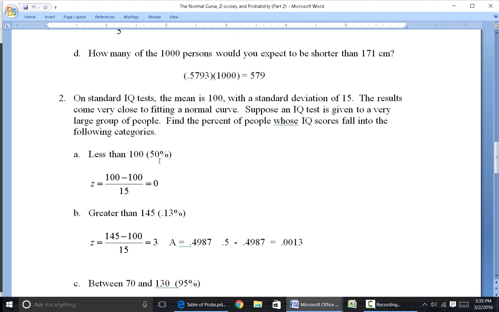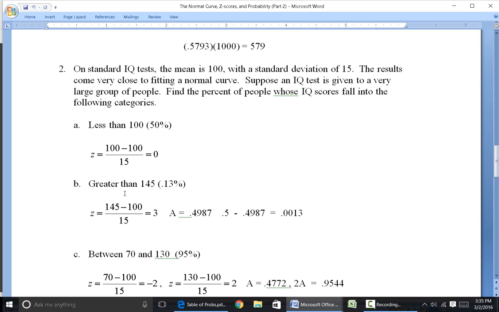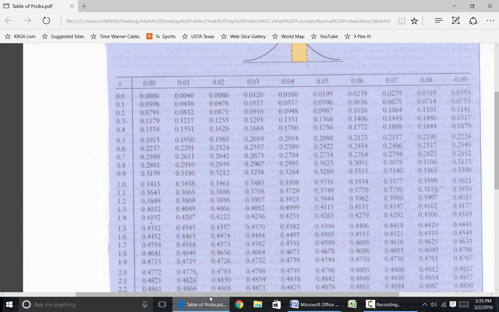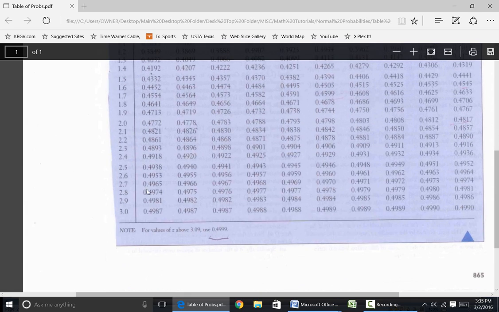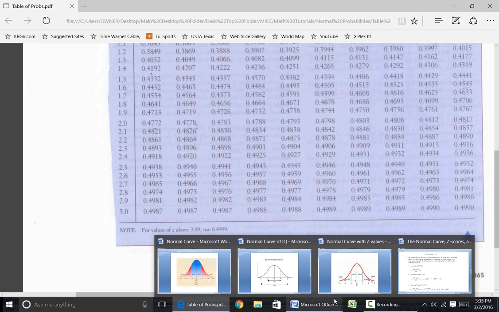Now, greater than 145. Greater than 145. So we want to find the percent of those that would have an IQ of higher or greater than 145. That's a high IQ. So that would be the geniuses, okay? So we would look up 145 minus 100 divided by 15. We get 3. Okay, so then we would go to the table, and then 3, we have it there, 3.0, so it would be the first column, 0.4987.